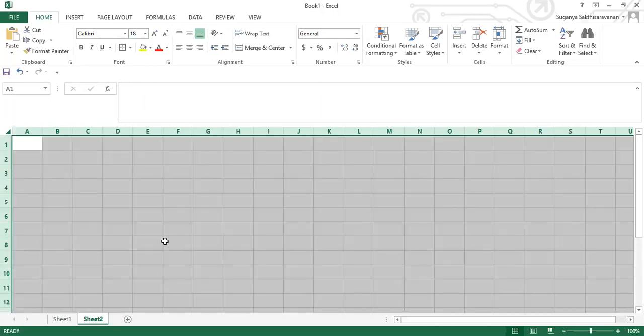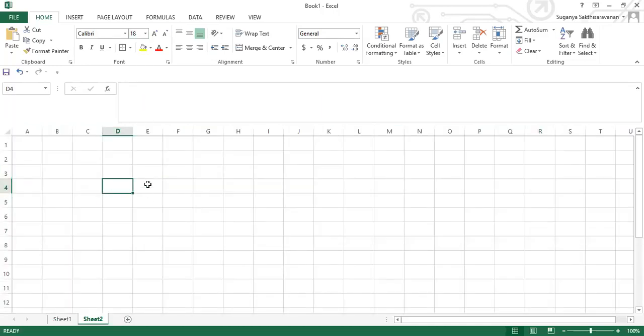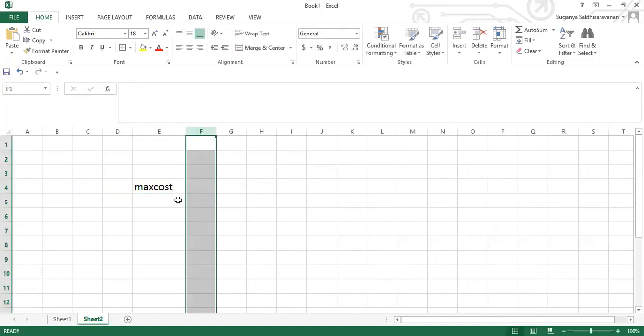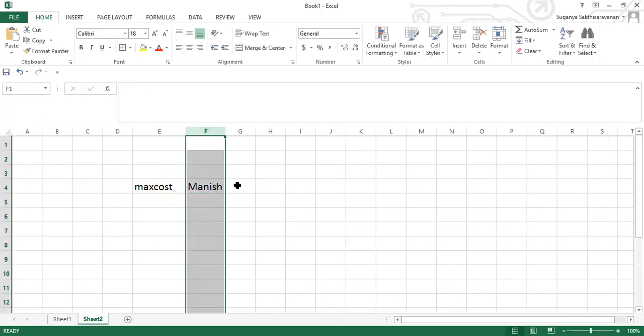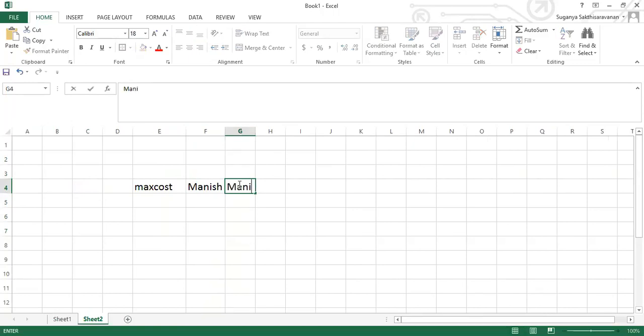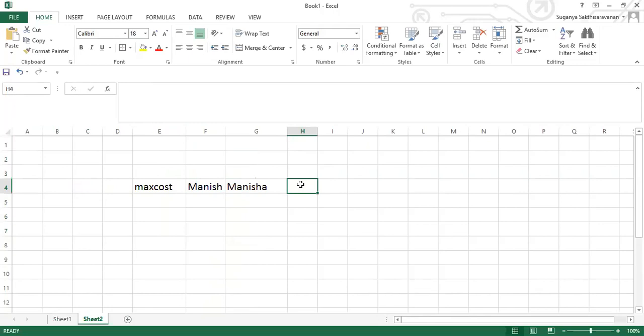So as for the question scenario, what are the categories we have? We have maximum cost. As per the question, the user may be given any cost, and Manish is giving some scenario according to him. In the same way, Manisha is also giving some scenario according to her. And here, what are we supposed to do? We are supposed to pick the minimum number of coins. This is what we are supposed to go ahead with.